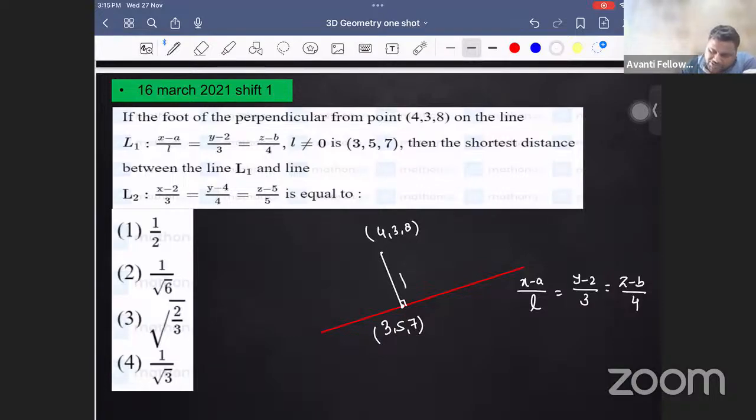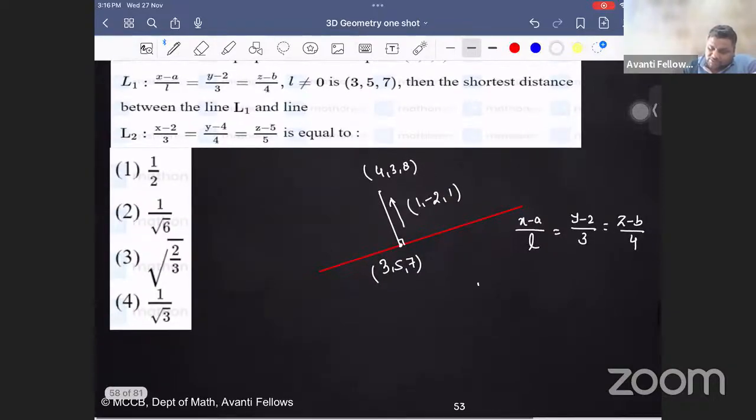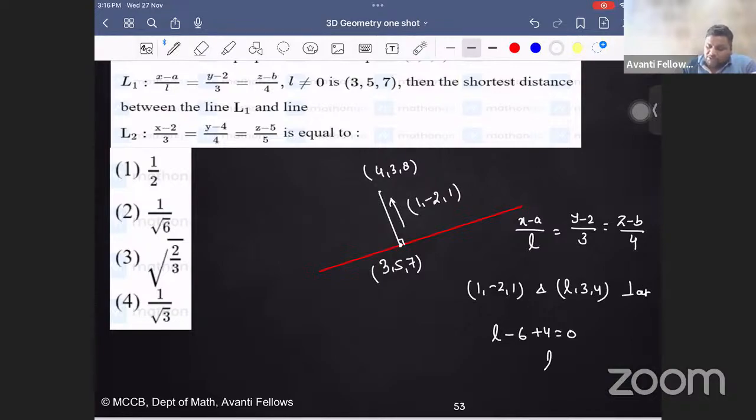Now see, what are the direction ratios of this line? Direction ratio will be x2 minus x1, y2 minus y1, z2 minus z1. So it will be (4 minus 3, 3 minus 5, 8 minus 7), that is (1, minus 2, 1). Now one condition is (1, minus 2, 1) and (L, 3, 4) are perpendicular. So if they are perpendicular, their dot product is 0. So it will be L minus 6 plus 4 equals 0. So we got the value of L as 2. Am I correct? First condition you got.